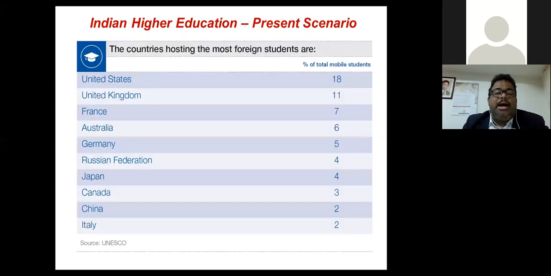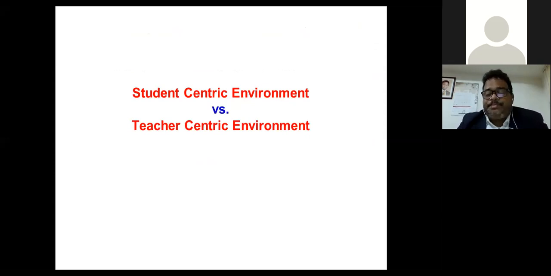So yeah, you see the first 10 countries having the highest number of foreign students. India is not there. Anyway, now let us come to the point. You see, student-centric environment and teaching-centric environment. I am talking about only teaching learning. Research, today I will not discuss much. Student-centric environment and teacher-centric environment. That means the environment of your campus is a student-focused or teacher-focused.